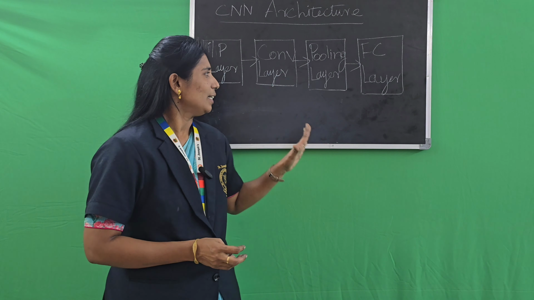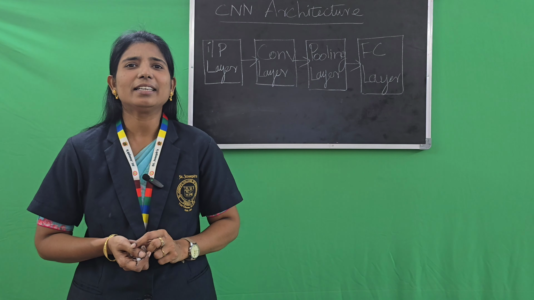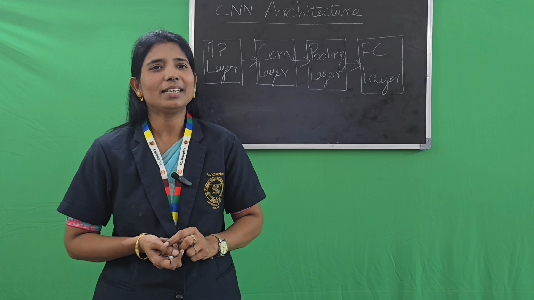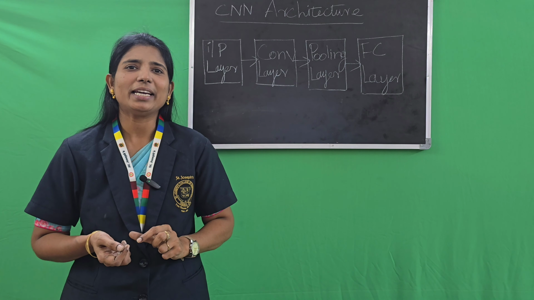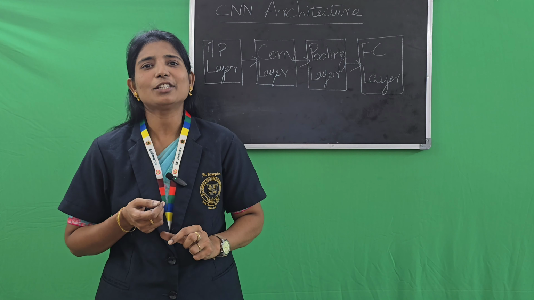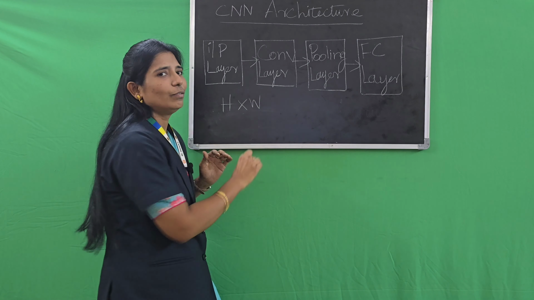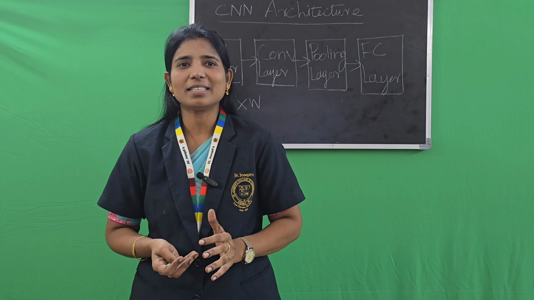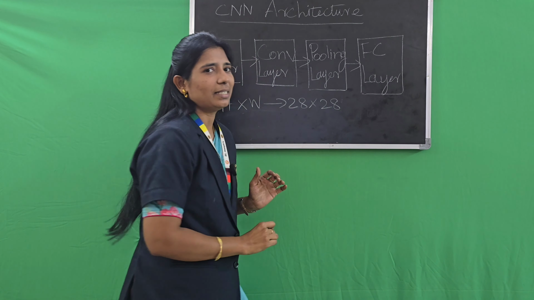Initially, it has input layer. This is the layer in which we give input to our model. In CNN, generally the input will be an image or a sequence of images. Usually an image is represented as a matrix of pixel values. If the image is a black and white or grayscale image, it is a two-dimensional table, just height and width. And it can be represented as a matrix of 28 cross 28 pixel values.